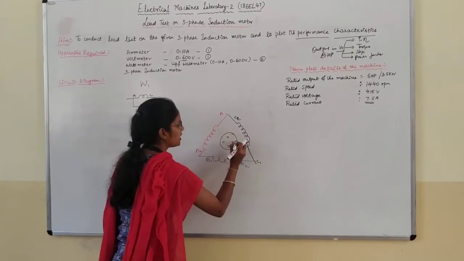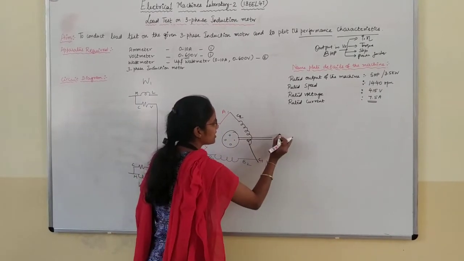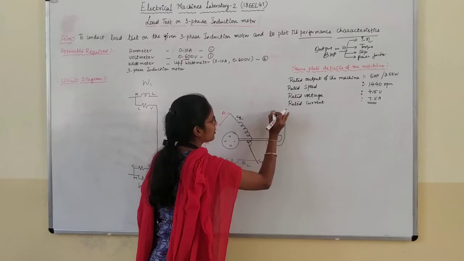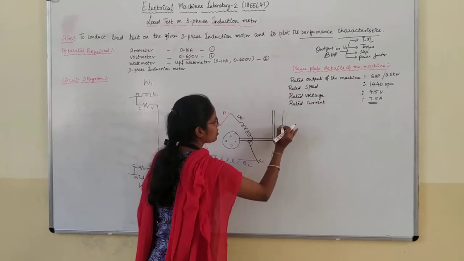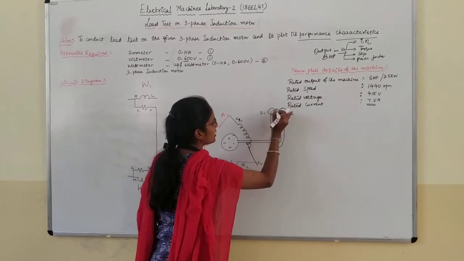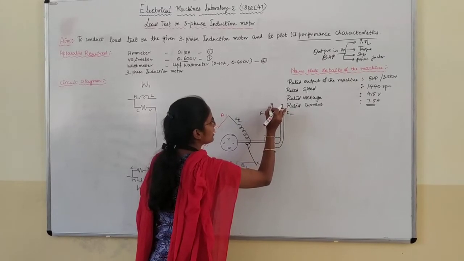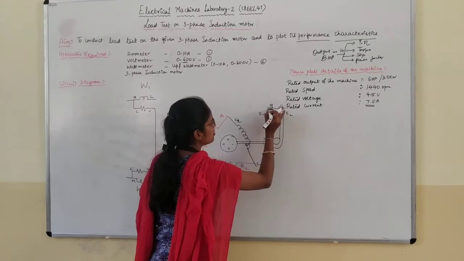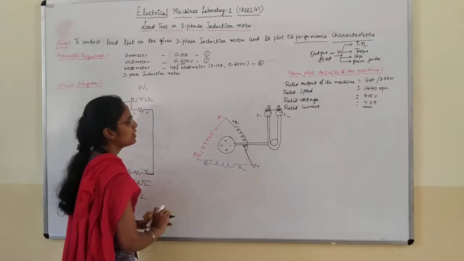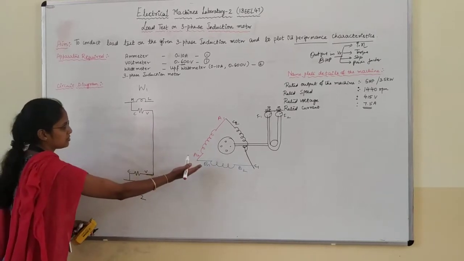This rotor is directly coupled to the brake drum arrangement. Here you will see how you are going to vary the load by making use of this brake drum. In the brake drum we will have the parameters F1 and F2, which indicate the weights you apply, and you can calculate the torque of the machine. So this is about F1 and F2, the brake drum arrangement using the spring balance. And this is the third part of the circuit.